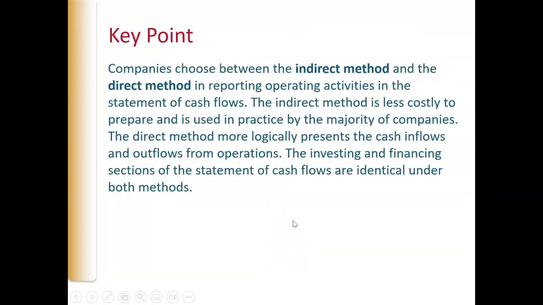Companies choose between the indirect method and the direct method in the statement of cash flows. The indirect method is less costly to prepare and is used in practice by most companies. The direct method more logically presents the cash inflows and outflows from operations. The investing and the financing sections on either method are identical. Okay? Identical.